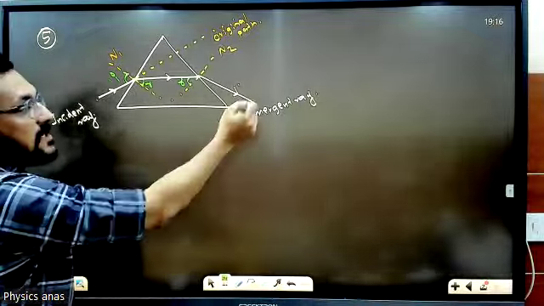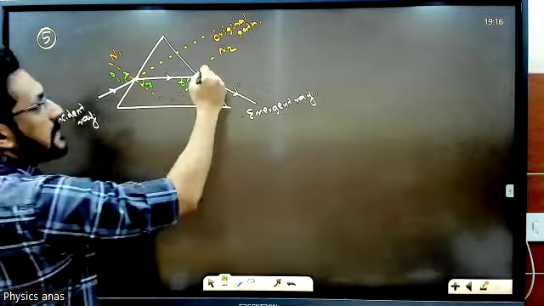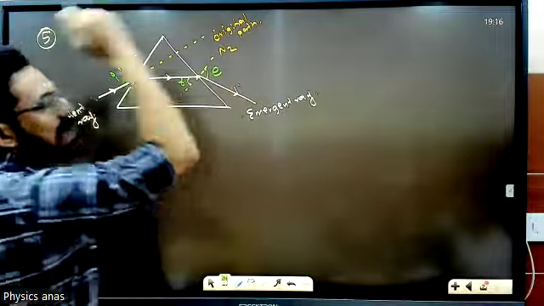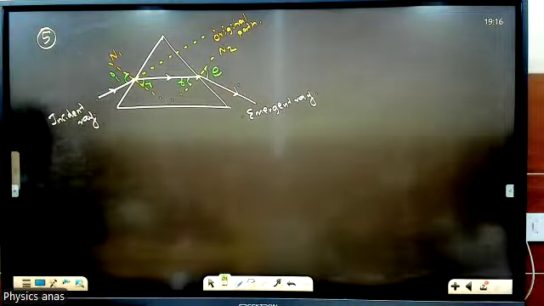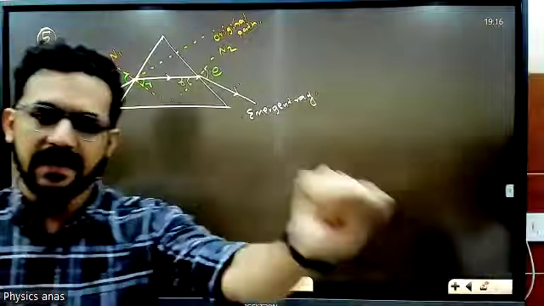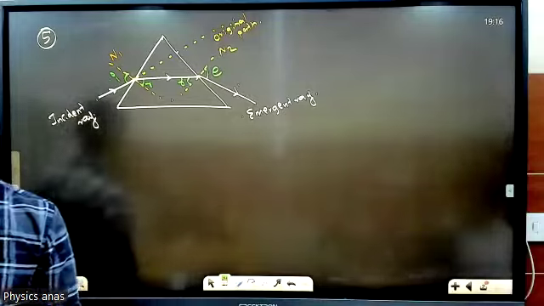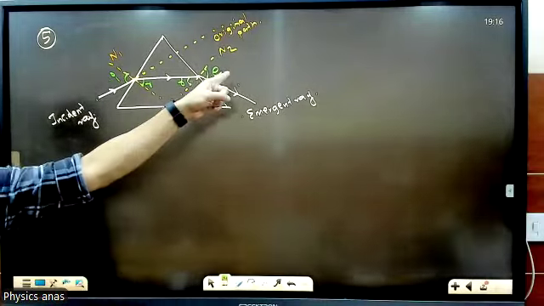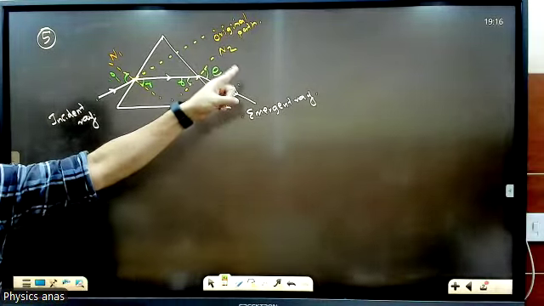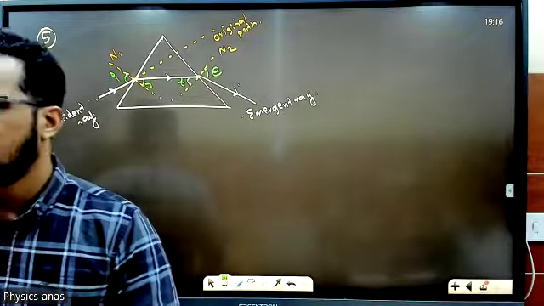What is this called? This ray is the emergent ray. And what is this angle? That is the angle of emergence. You only have to understand two angles: angle of incidence and angle of emergence. This is the angle of emergence.